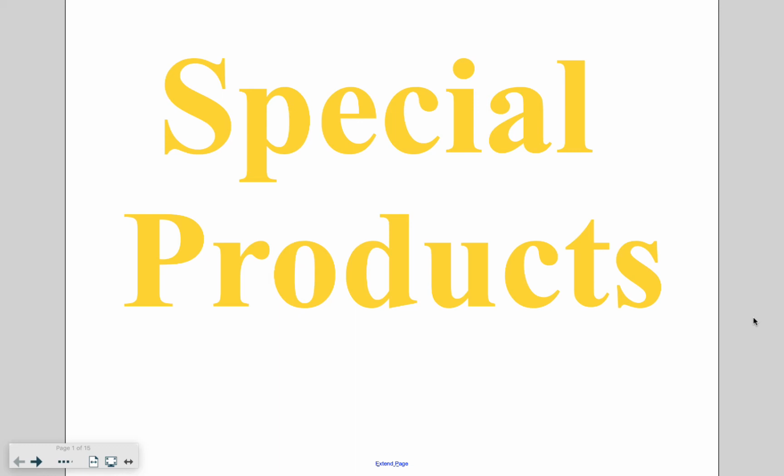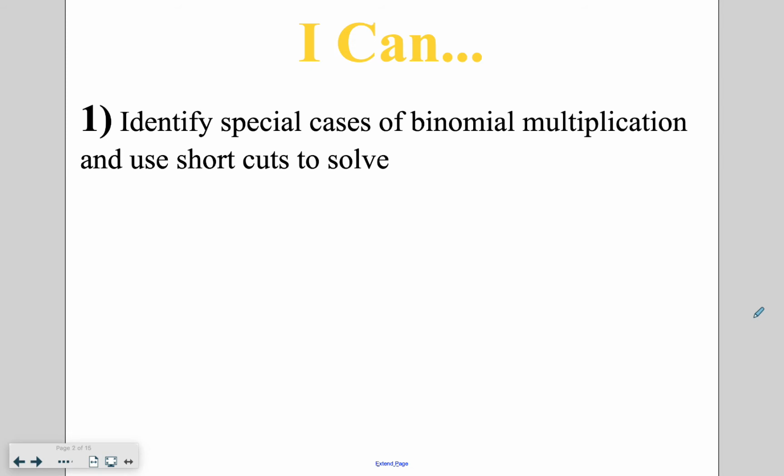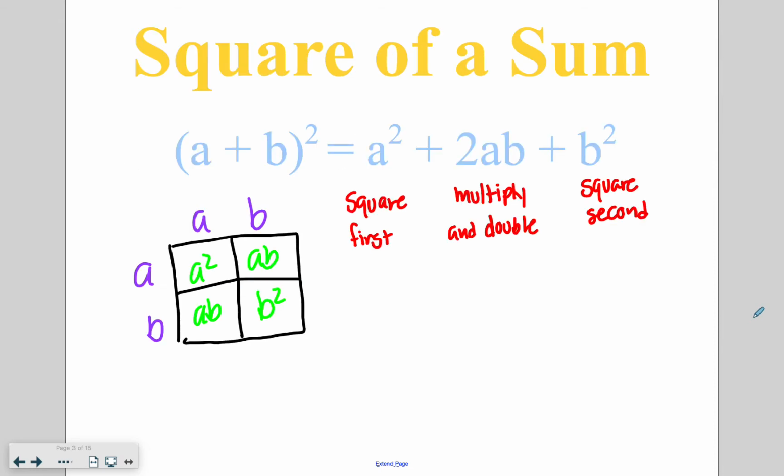Hello class, and welcome to today's algebra lesson, which is about special products. By the end of today's lesson, you will be able to identify special case binomial multiplications and use shortcuts to solve. So the first shortcut we have is called the square of a sum.